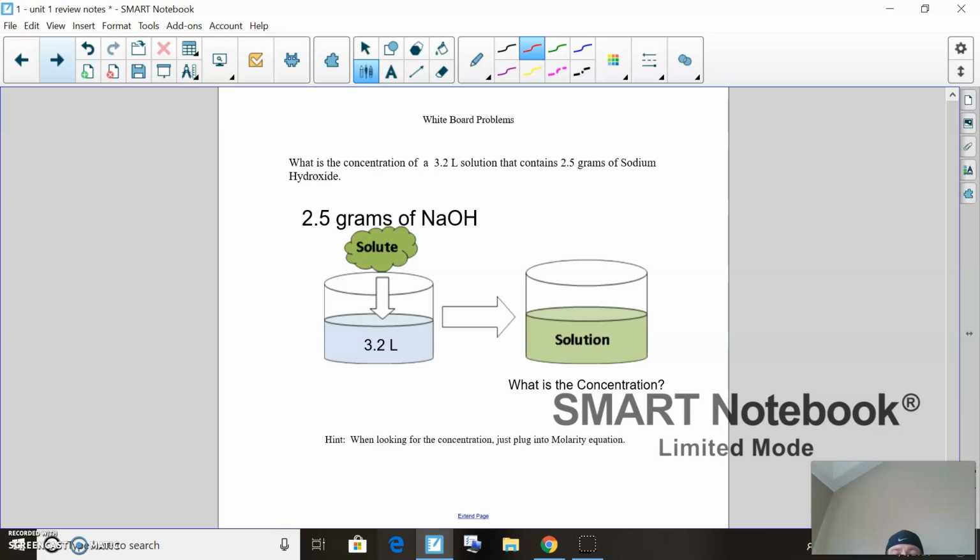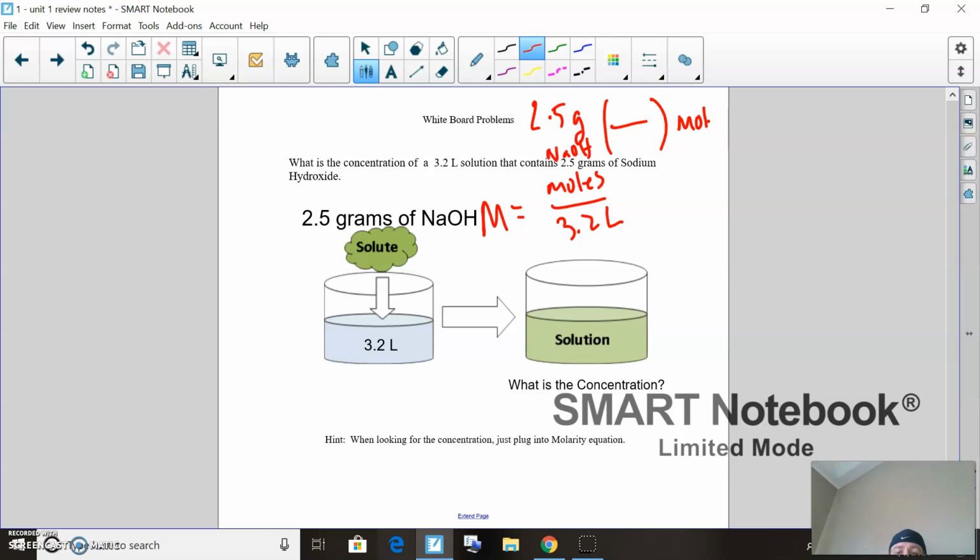Same thing here. If I want to figure out the molarity of this solution, well, I have 2.5 grams in 3.2 liters. So what I have to do is convert grams to moles. 2.5 grams of NaOH.